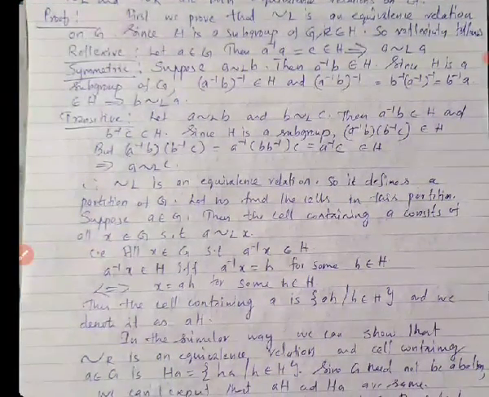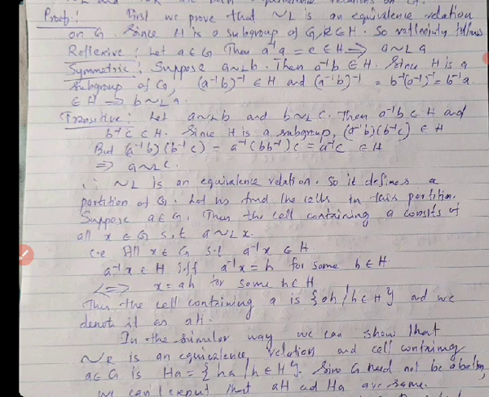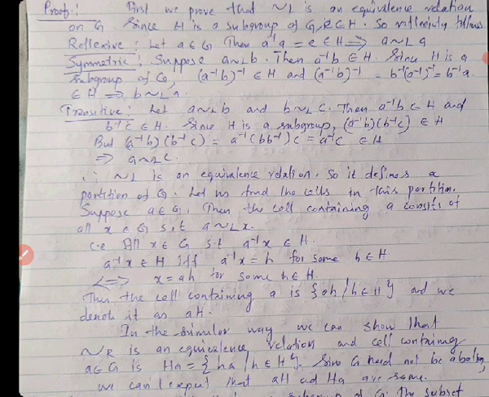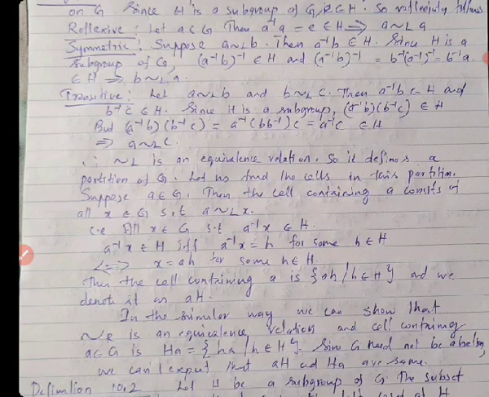Now to prove the transitivity of this relation, suppose a ~L b and b ~L c, then by definition a inverse b is in H and b inverse c is in H. Now two elements are in H, and we know that H is a subgroup, so it is closed under the operation, so the product of these two elements is also in H. So a inverse b into b inverse c is also in H. But a inverse b into b inverse c is nothing but a inverse c, right? So a inverse c is in H implies a ~L c. Thus, our relation is an equivalence relation.